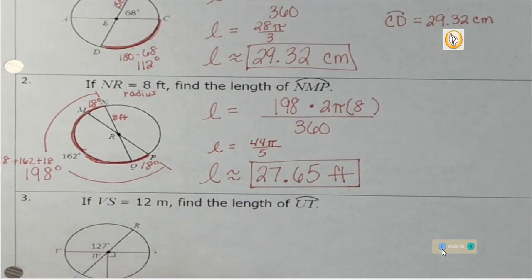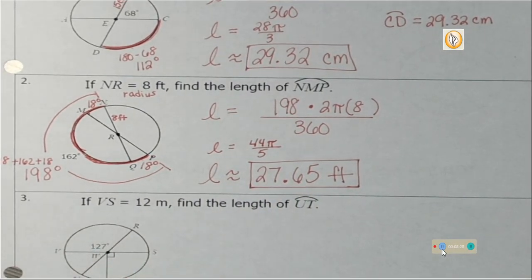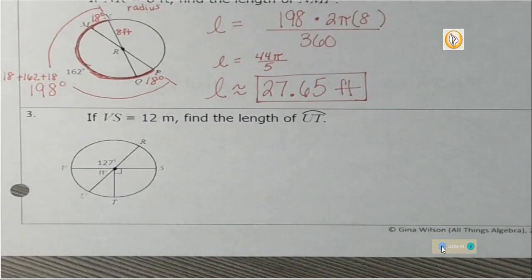It's not degrees because you use the circumference. You are finding a physical length. So if you took something circular and you took a tape measure like you use for sewing, the little flexible one, and you went around that circle, that would be 27.65 feet. Alright, so let's look at number 3.